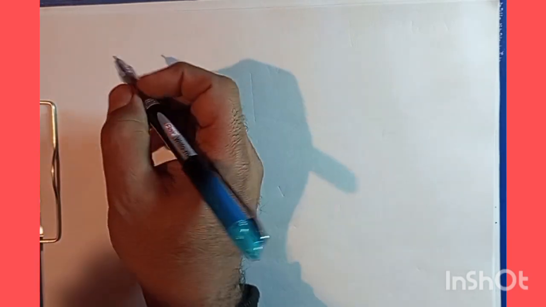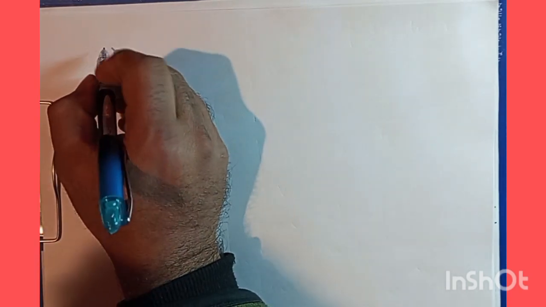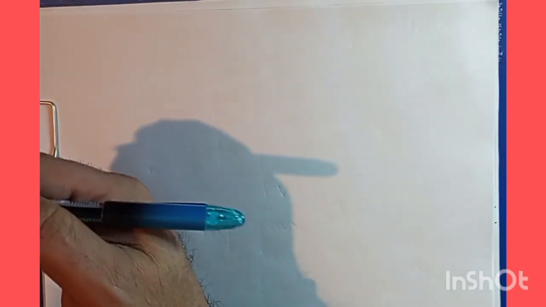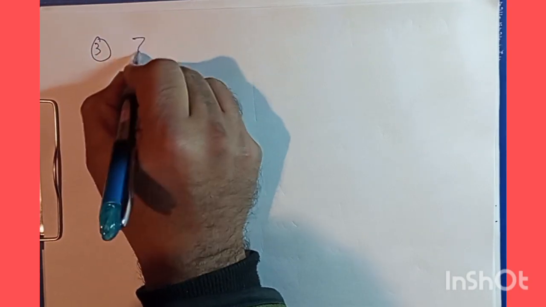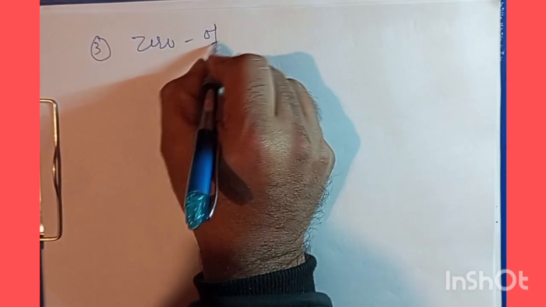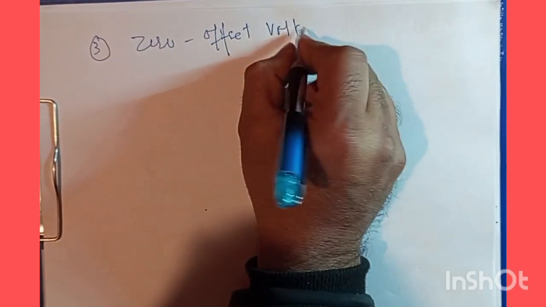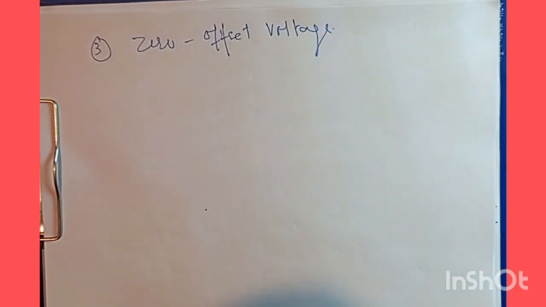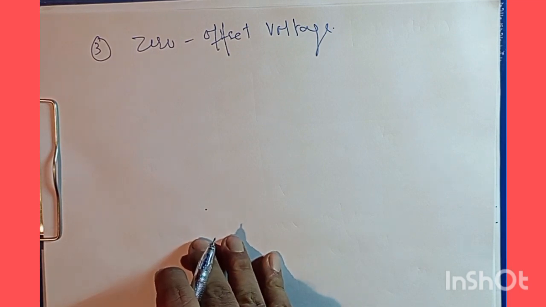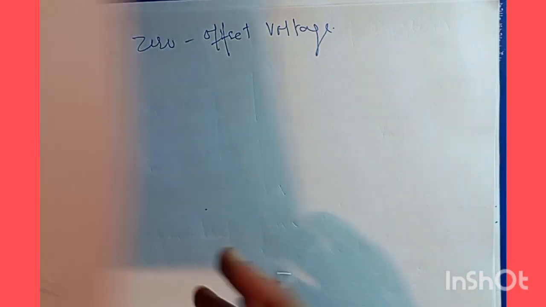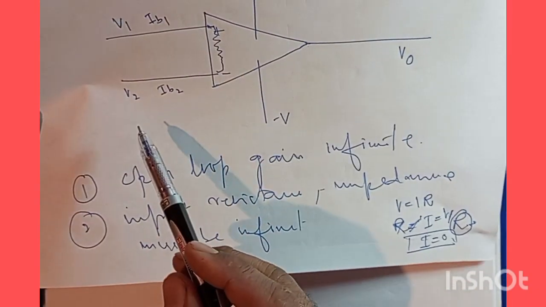And then the next point is that this operational amplifier has something called zero offset voltage, and we will try to define this zero offset voltage. Now, we have two inputs for this operational amplifier. One is V1 and then V2.